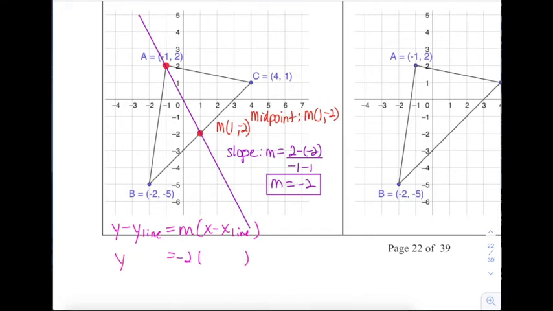Which point do you guys want to put in? Because we have an option, right? I can either put in A, -1, 2, or the midpoint 1, -2. Actually, they look almost identical, right? So let's vote. Who wants A?